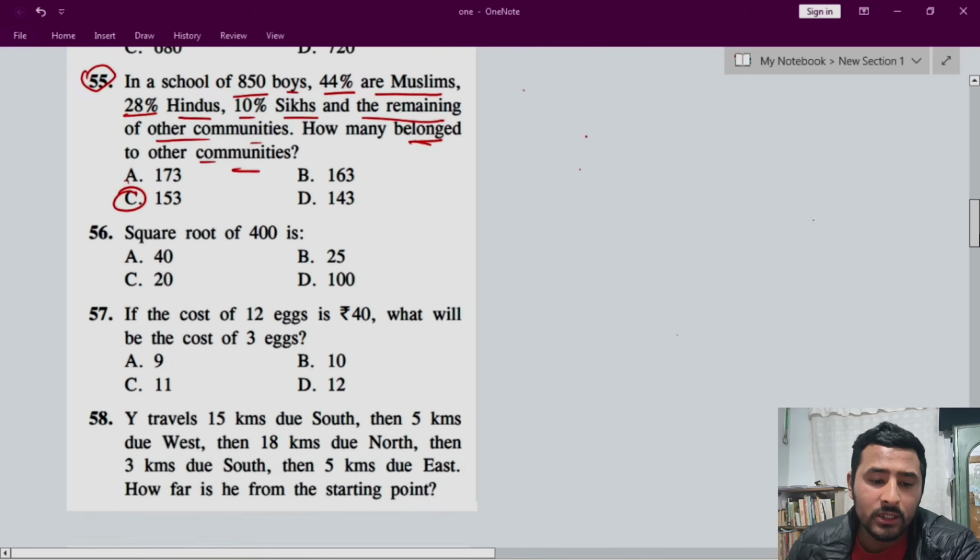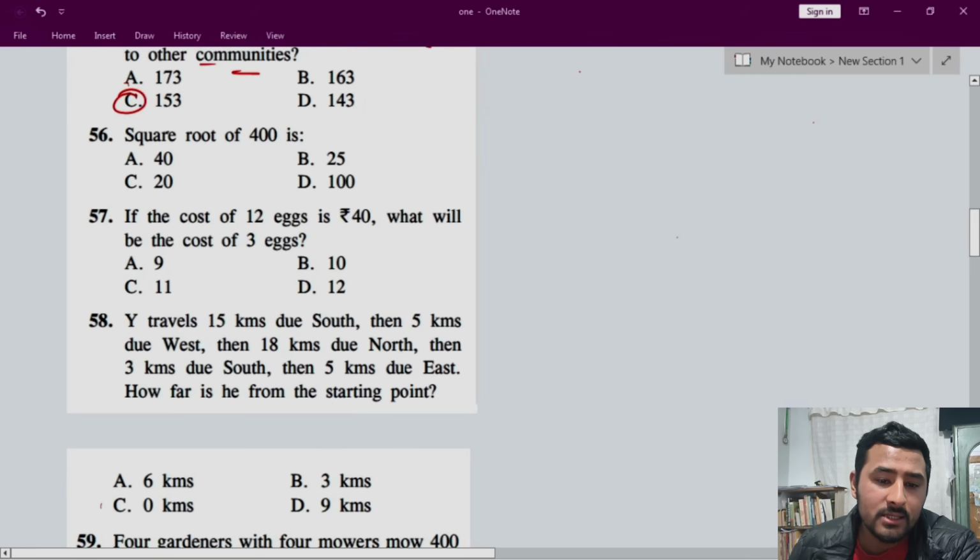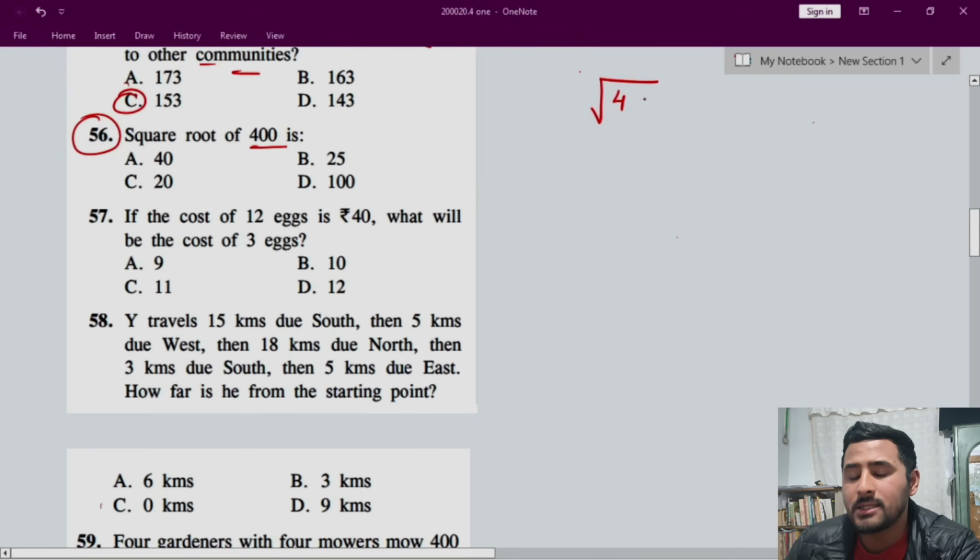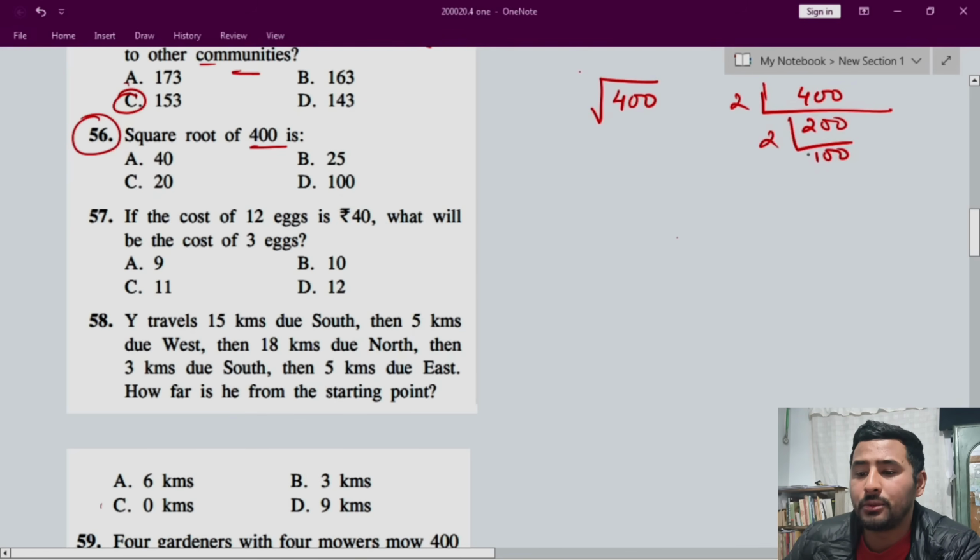That is question number 56. 56 is the square root of 400. This one we have already taught. Square root of 400, you have to write it like this. To find the square root, use the factorization method. 400. Start with factorization. 2 200s are 400. 2 100s are 200. 2 50s are 100. Then 2 25s are 50. Then 5 into 5 is 25.